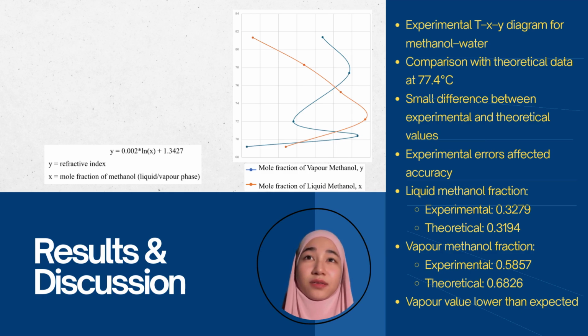There are several factors that contributed to the differences between the experimental and theoretical results. The residual heat in the boiler causes overheating, which leads to premature vaporization of the mixture. In addition, condenser fouling reduced condensation efficiency, thus affecting the refractive index readings. Also, vapor leakage from valves and reliance on visual observations of boiling also reduced the measurement accuracy.